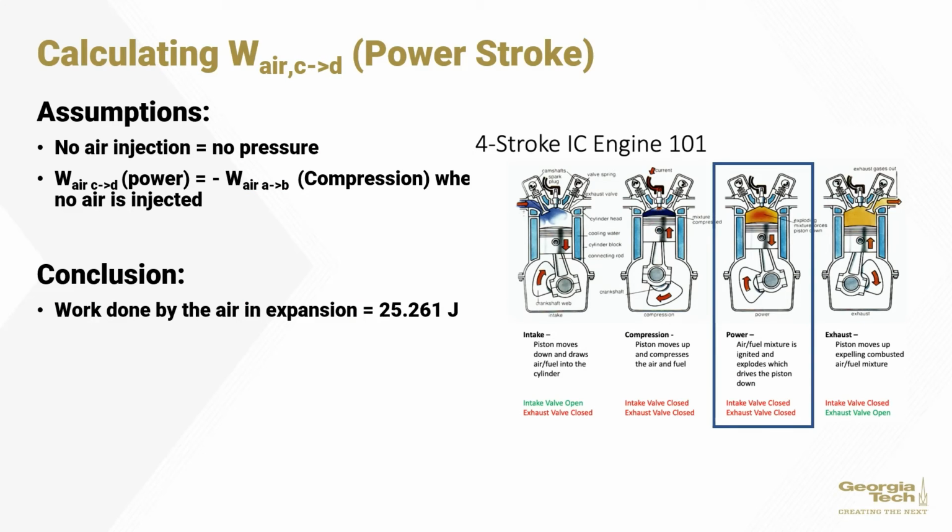For week 3 of the experiment, external air will be injected into the engine cylinder. This will adjust the assumption of the adiabatic expansion used for analysis here. Without injected external air, the work done by the air in the power stroke is assumed to be equal and opposite to the work done by the air in the compression stroke. This means the work done by the air in the power stroke is equal to 25.261 joules.